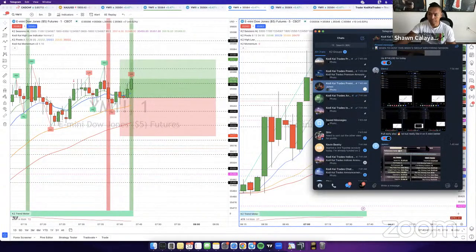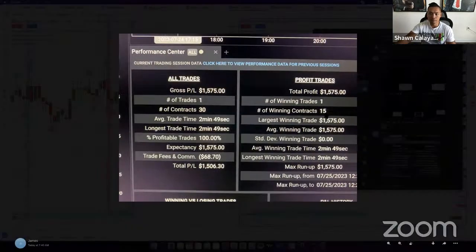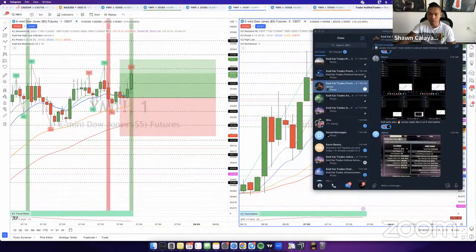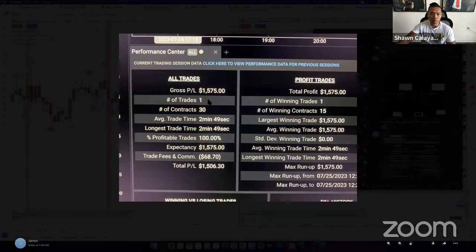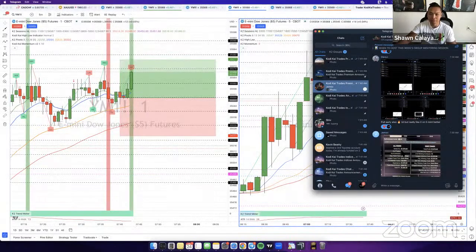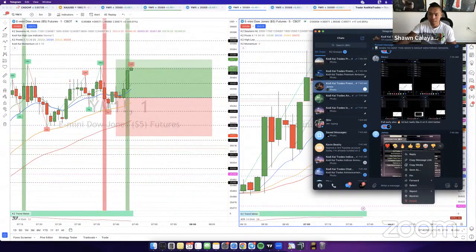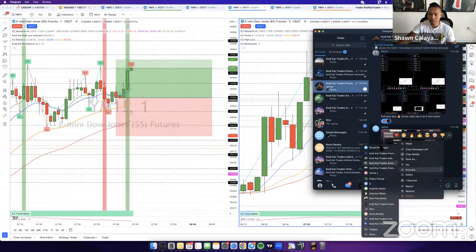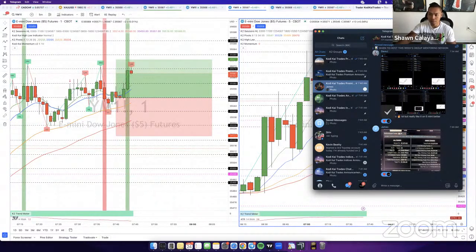Okay, let's keep going down. We have James over here. James locked in a total profit of 1,575. Nice for James. Looks like James actually let the trade run to its full potential. He let that go to full TP. Unfortunately for me, I cut out a little early, but James took it for the full TP and he locked in great profit right there. So nice for James.